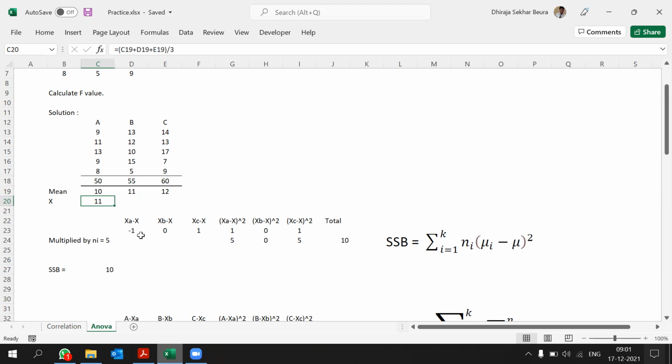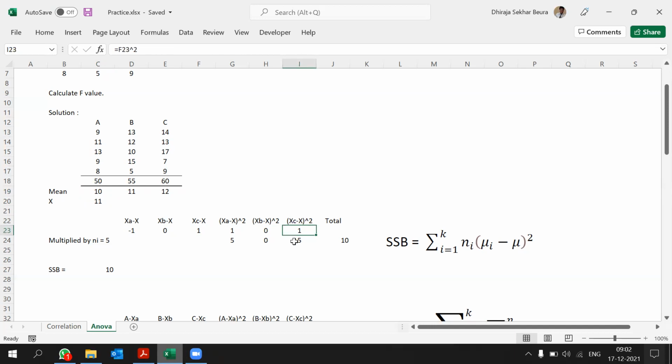Now you calculate this particular mean minus the overall mean. Similarly, this mean minus the overall mean, and the last mean minus the overall mean. These differences that we calculated, you calculate the square of them. 10 minus 11 is minus 1, this is 0, this is 1. Calculating the squares, it becomes 1, 0, 1. The reason we are doing squares is to remove the negative signs.